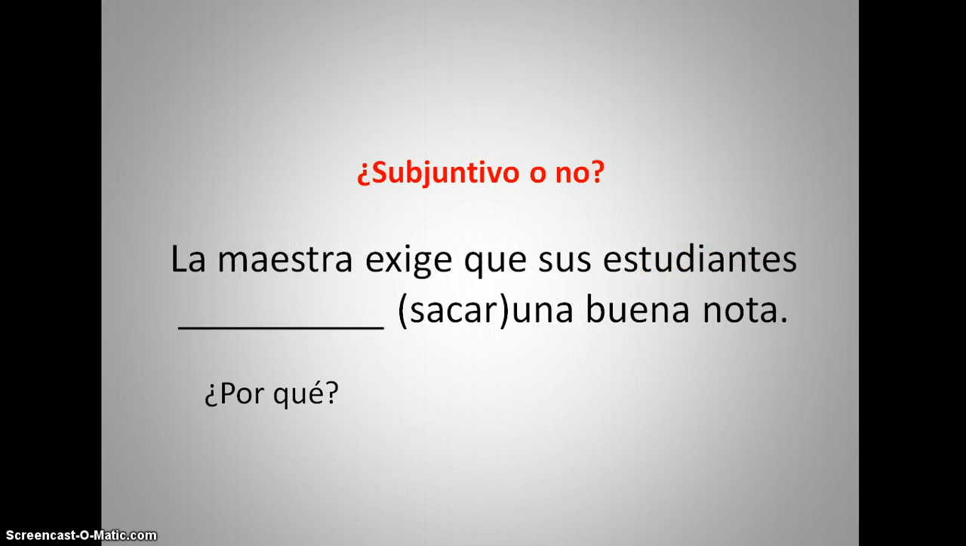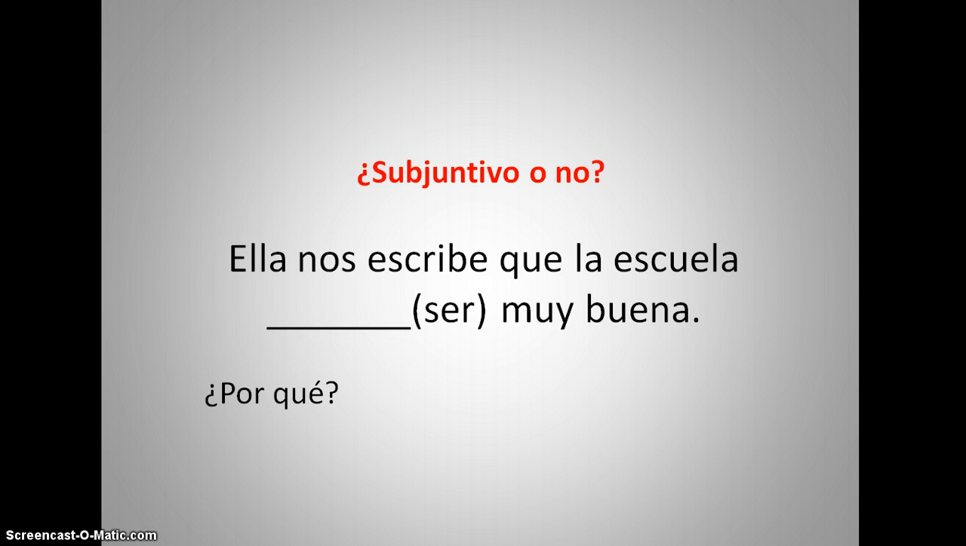Next one. La maestra exige que sus estudiantes blank una buena nota. Well, we've got la maestra, and we've got sus estudiantes, and we're joined by que, so that qualifies. Now let's look at our verb, exige, which means to demand. So would that fall under one of the weirdos? Yes, it would. So that's going to trigger the subjunctive in the second clause. Saquen.